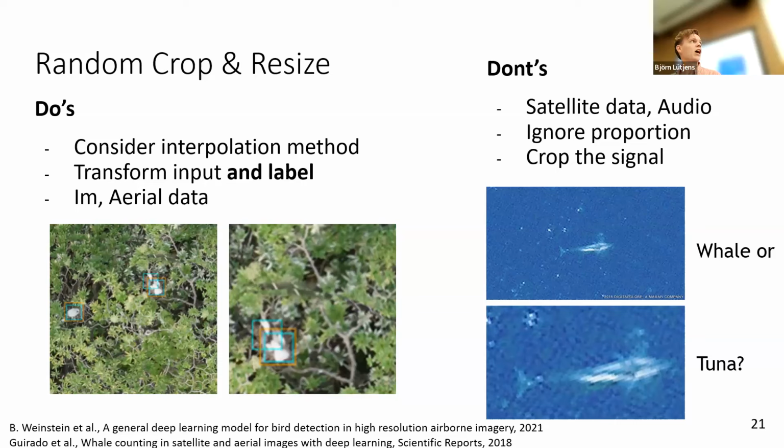Possibly this can be very harmful in satellite data or in audio again, where the satellite flies at a constant height and then the size of the animal or whatever you're observing with respect to the rest of the image might be very important. So here, for example, it's unclear whether it's a whale or a tuna.